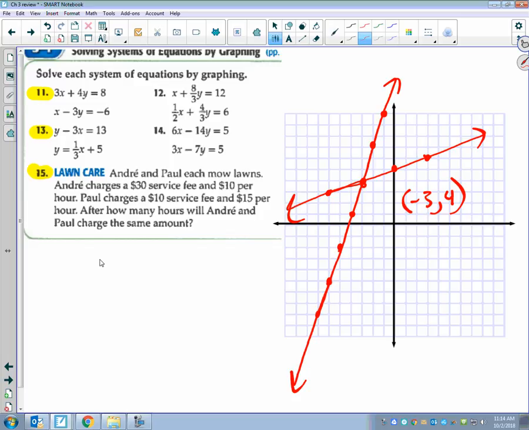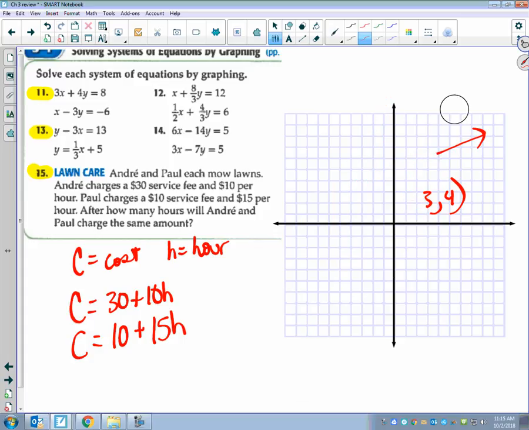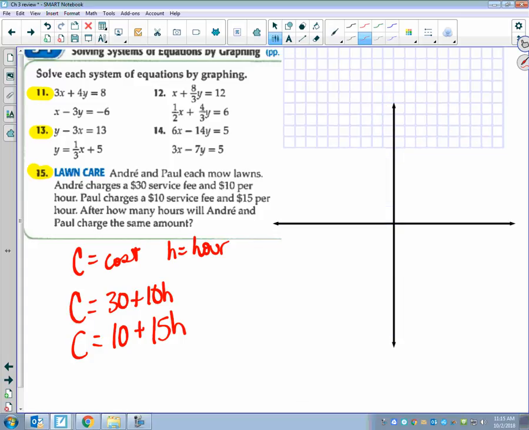So remember, define your variable. Andre and Paul each mow lawns. Andre charges $30 service fee and $10 per hour. Paul charges $10 service fee and $15 per hour. How many hours will Andre and Paul charge the same amount? So I'm going to say C equals the cost and H equals the hour. Andre costs $30 plus $10 per hour, and Paul charges $10 plus $15 per hour.